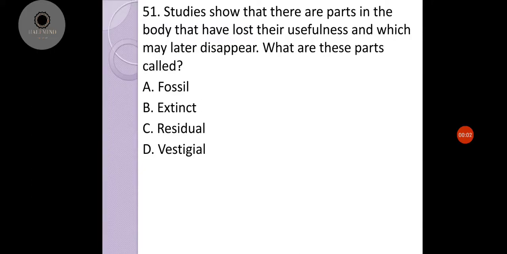Okay, number 51. Studies show that there are parts in the body that have lost their usefulness and which may later disappear. What are these parts called? Letter A, fossil, B, extinct, C, residual, D, vestigial.